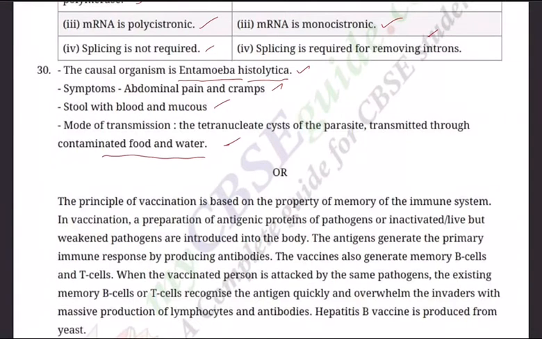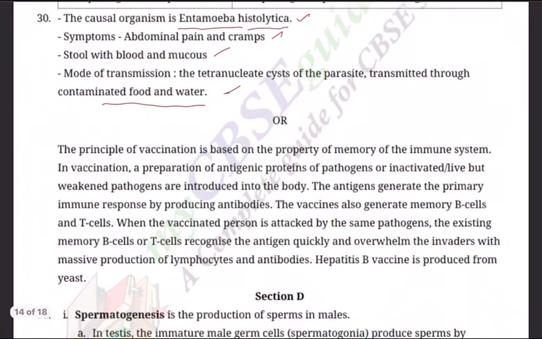What is the basic principle of vaccination? How do vaccines prevent microbial infections? Name the organism from which hepatitis B vaccine is produced. So nowadays, of course, this word is very, very familiar and common. Vaccine, like corona, COVID-19 vaccine. So the principle of vaccination is based on the property of memory of the immune system.